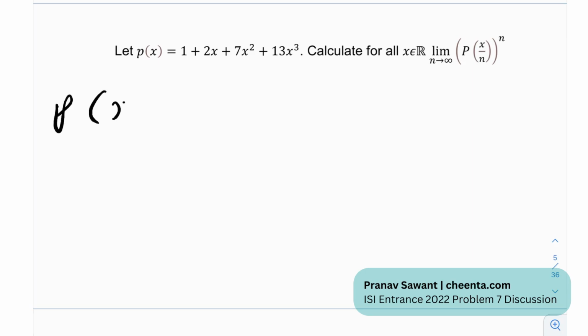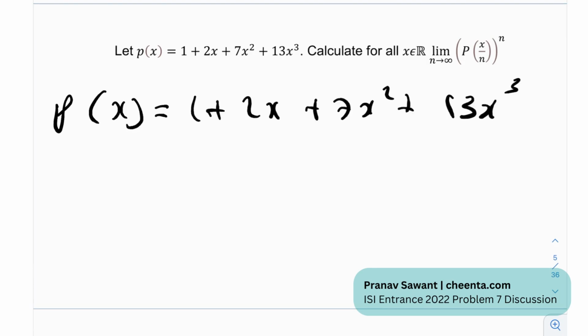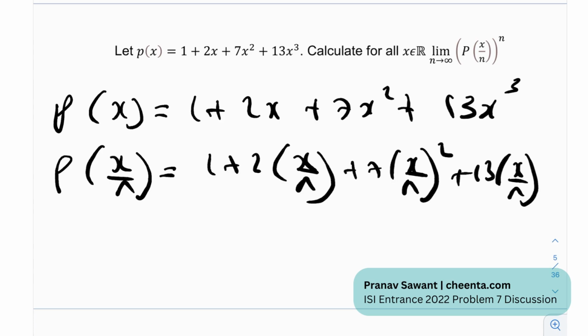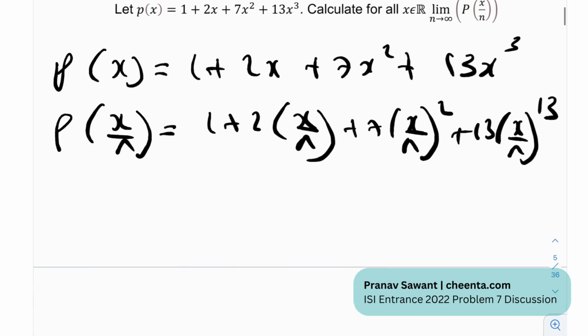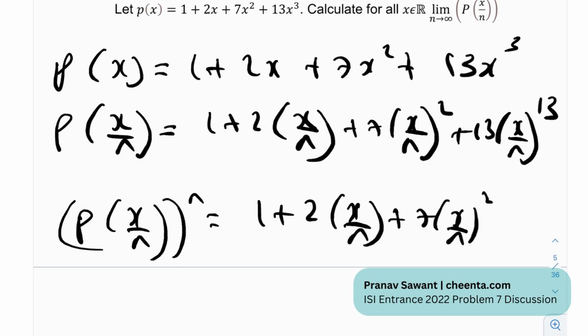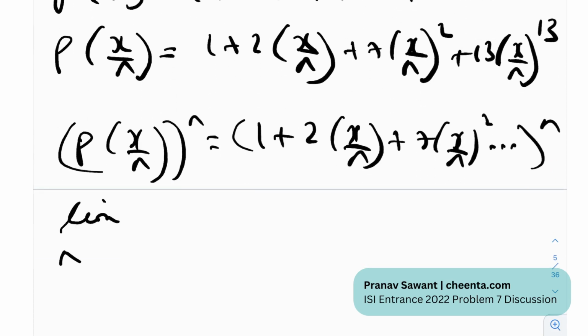Okay, so we have p of x is 1 plus 2x plus 7x squared plus 13x cubed. That's excellent, because p of x by n would then be nothing but 1 plus twice of x by n plus 7 times x by n whole square plus 13 times x by n whole cube, right? And if I just raise this to the nth power, that would be 1 plus 2 times of x by n plus 7 times of x by n whole square, and this term with the 13, raised to the power n. Now if I take this limit as n tends to infinity on both sides, I will actually get 1 raised to the power infinity on the right hand side.